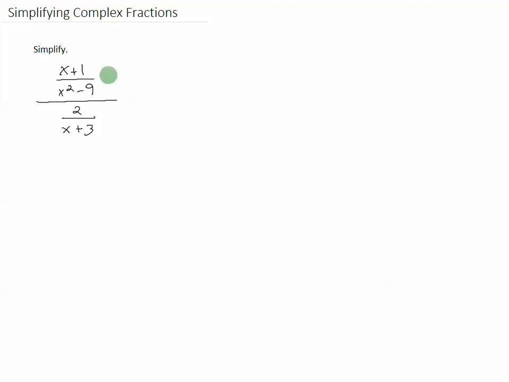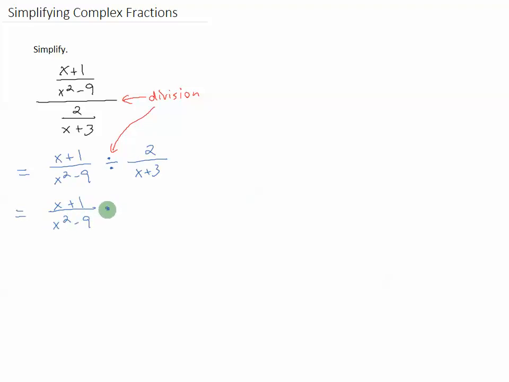What I want to point out first of all is that fractions just mean division. So when you have a fraction over a fraction, you can literally rewrite it as the top fraction, x plus 1 over x squared minus 9, divided by, so we're just changing this big fraction bar here to a division symbol, divided by the bottom fraction. And we should already know how to divide fractions. You simply take and change it to multiplication by the reciprocal of the second fraction. So change 2 over x plus 3 to x plus 3 over 2.